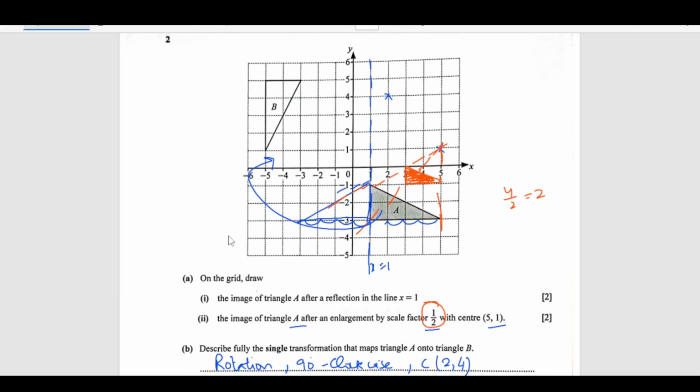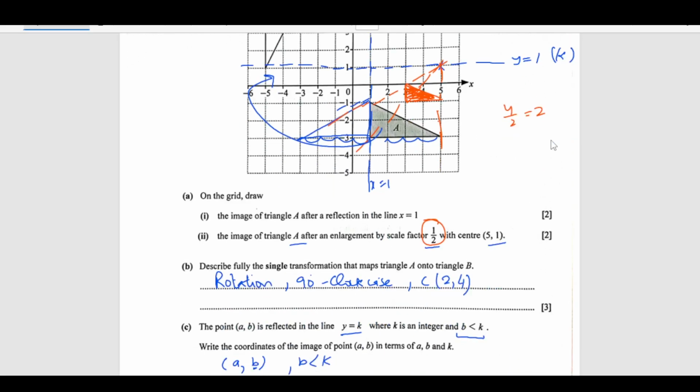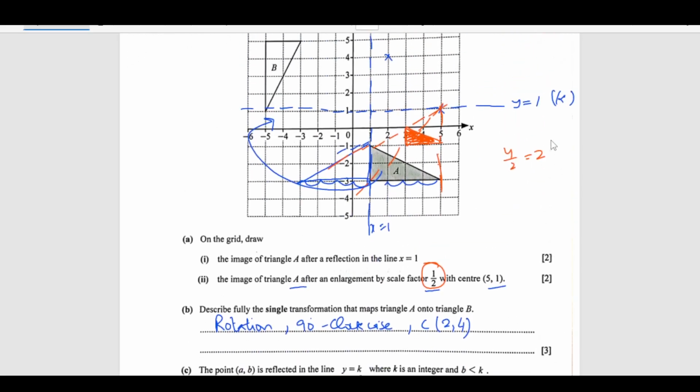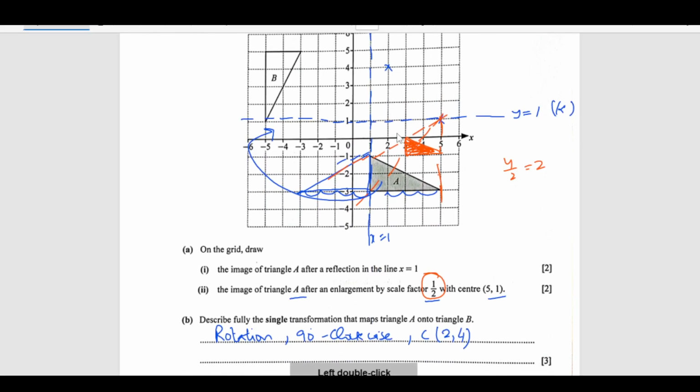Okay, so let me randomly take y equals k. I'm taking y equals k over here, right? I'm taking this as y equals 1. So k is like any number. So for now I'm taking k as 1, right? And then b is less than k, so b is a point somewhere here. Let's say we are talking about this point. So this is our AB, where our a is 3 and our b is -1, right?